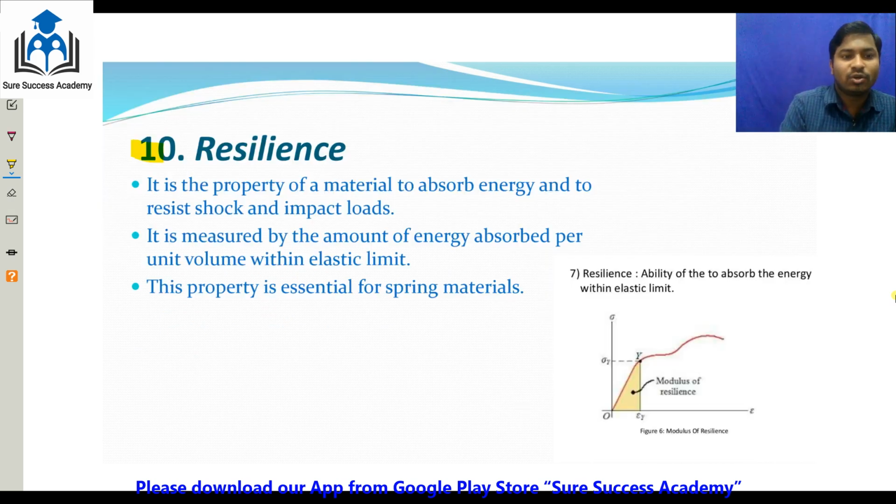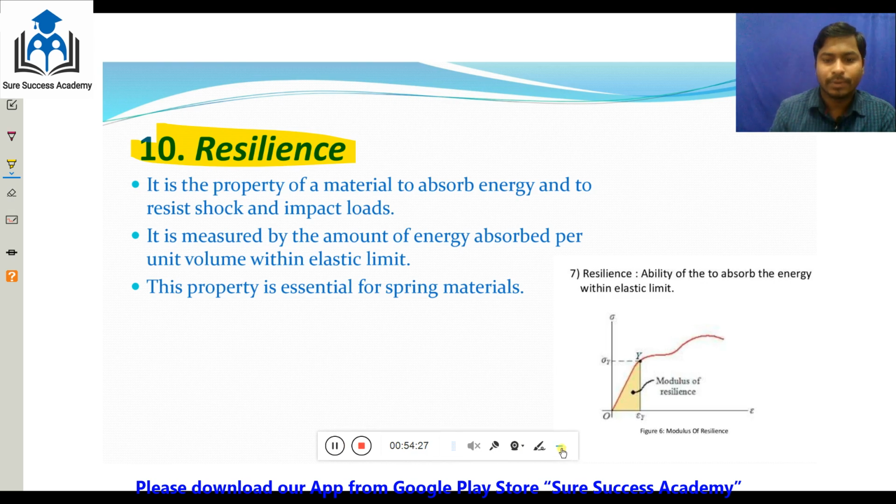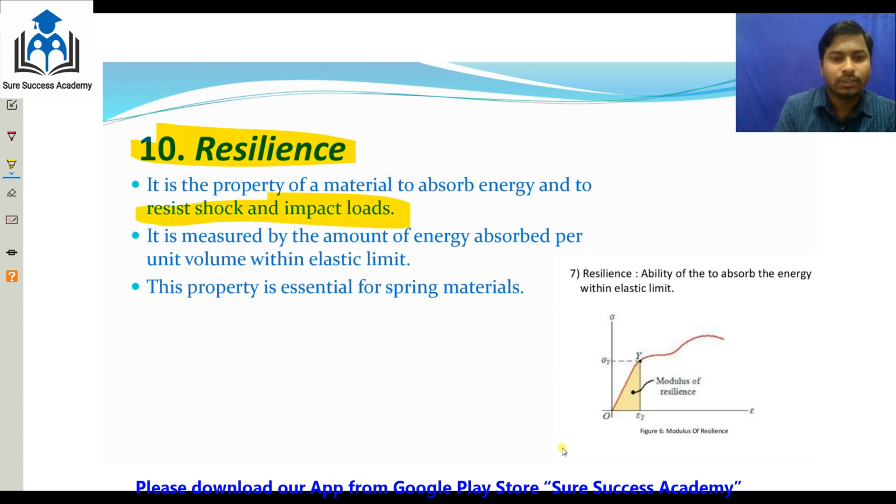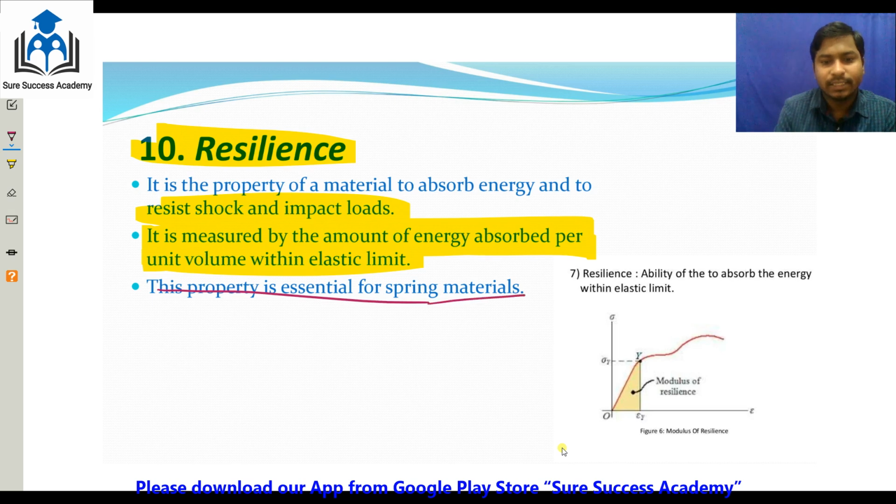What is resilience? I already told you, resilience is the property of a material to absorb energy and to resist shock and impact loads. Okay friends, so resilience is the property of materials to absorb energy and to resist shock and impact loads. It measures the amount of energy absorbed per unit volume within the elastic limit, that is called resilience. Energy per unit volume, that is called resilience. The property is essential for spring materials.